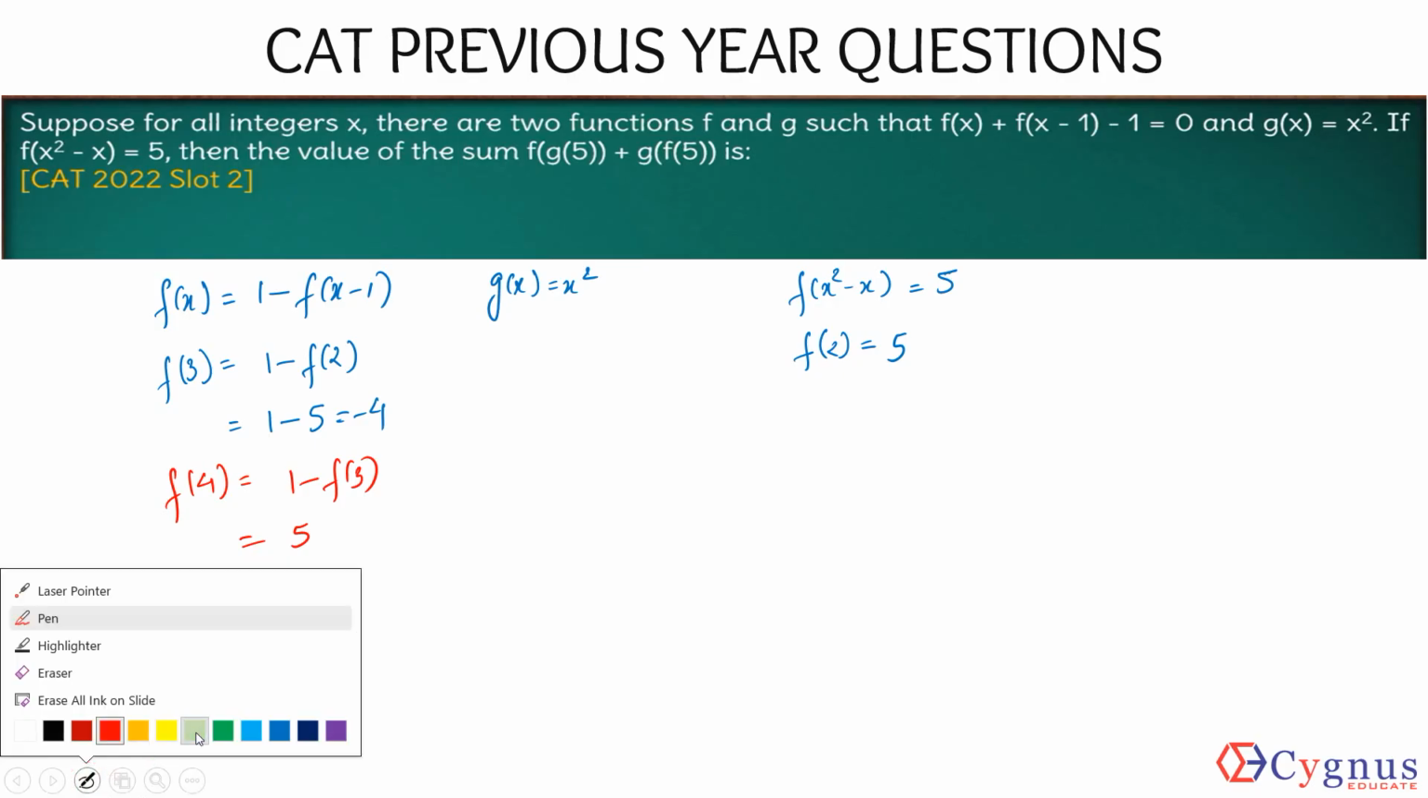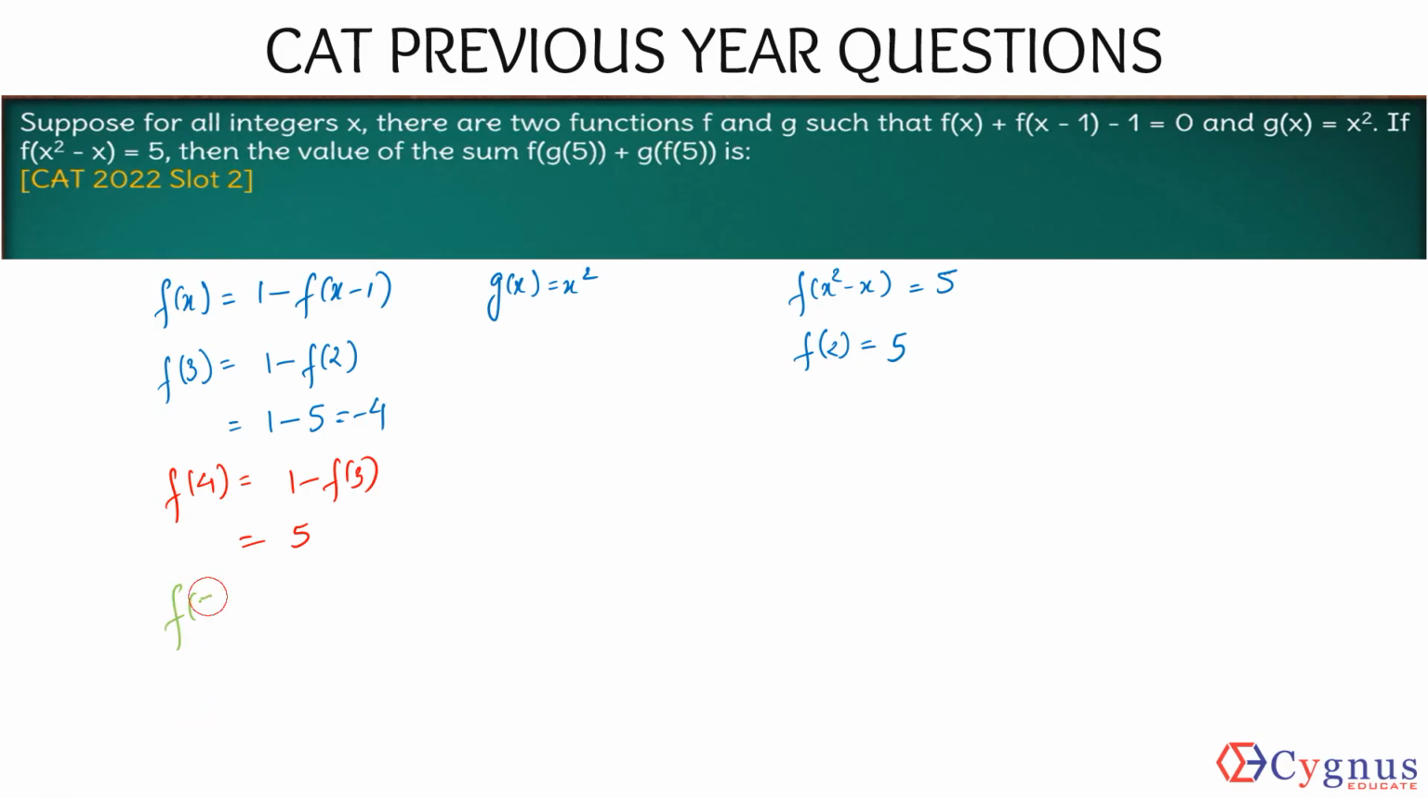Now, can you calculate the value of f of 5? F of 5 has to be 1 minus f of 4. What is f of 4? It's 5. So you get minus 4 again. So look at this, when the input is odd, you get minus 4. When the input is even, you get 5. So for every odd input, this f of x will give you minus 4. And for every even input, it will give you 5.